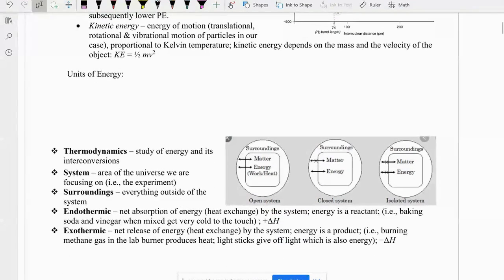Now, there are some units of energy that you're going to need to know. If you had first year chemistry, some of this will look familiar. If you've had health class, this will look familiar. There are many units of energy, and here they are. So go ahead and jot these down in this space.